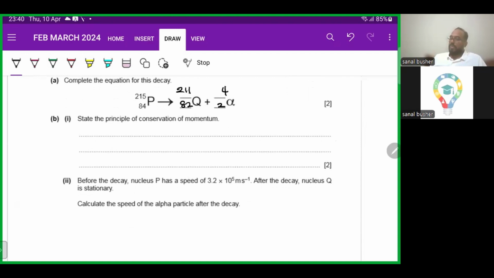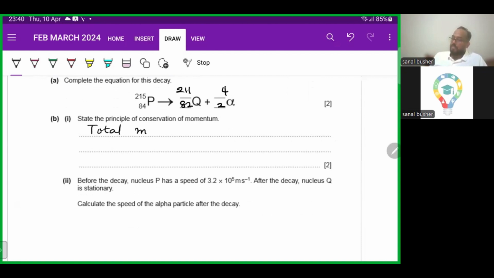State the principle of conservation of momentum. What is conservation of momentum? The total momentum of an isolated system of bodies will be constant if there is no external force. The total momentum of the system remains constant. So that is the principle. You need to write it and phrase it properly.